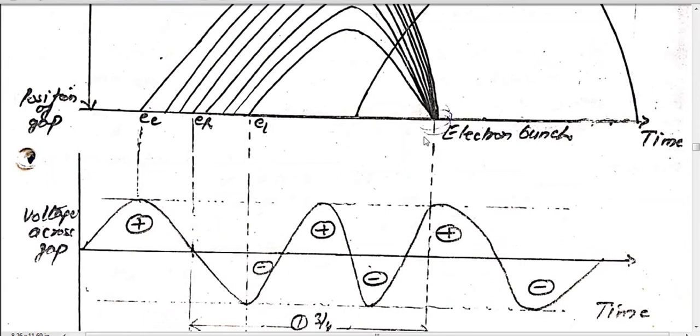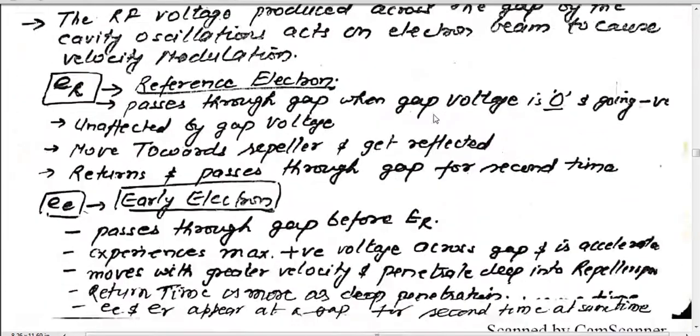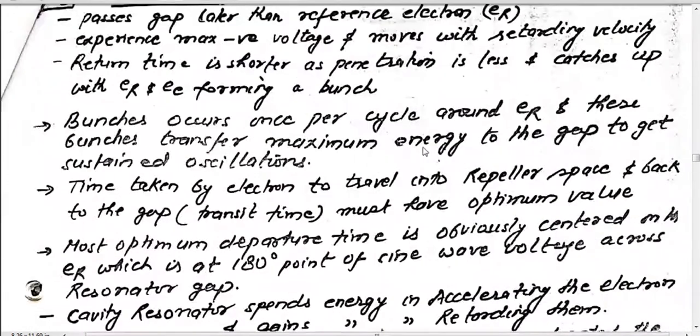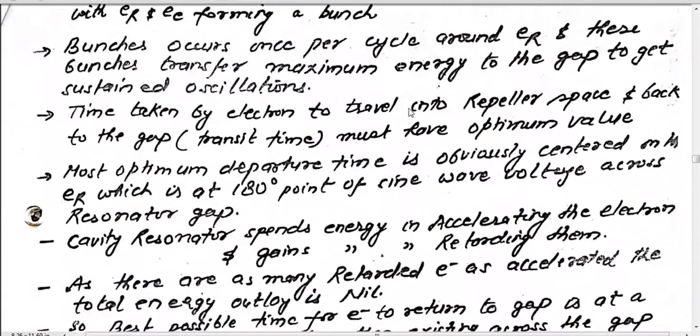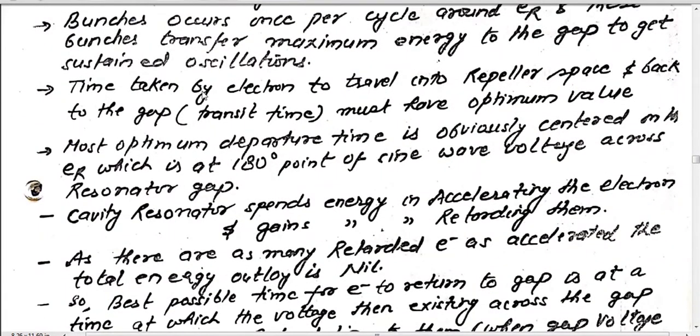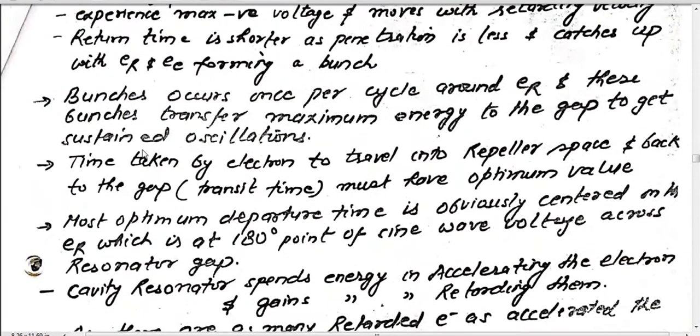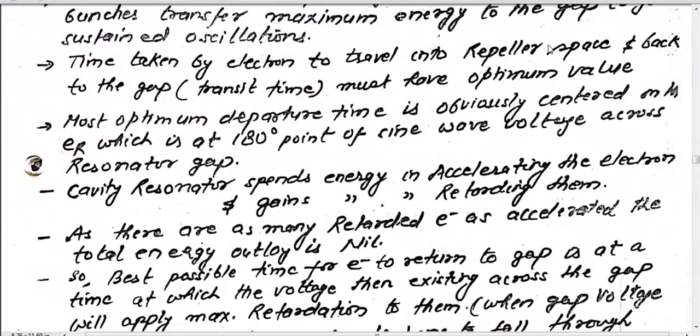form a bunch at this point of time, and this bunch occurs once per cycle. Time taken by the electron to travel into the repeller space and back to the gap, this is the transit time, must have an optimum value. So this time should be maximum time.